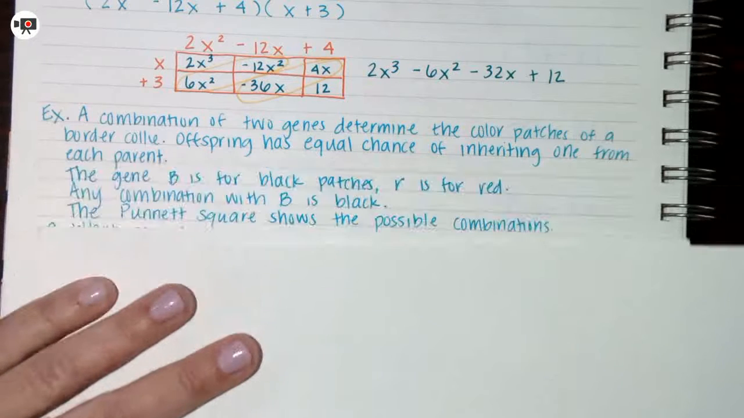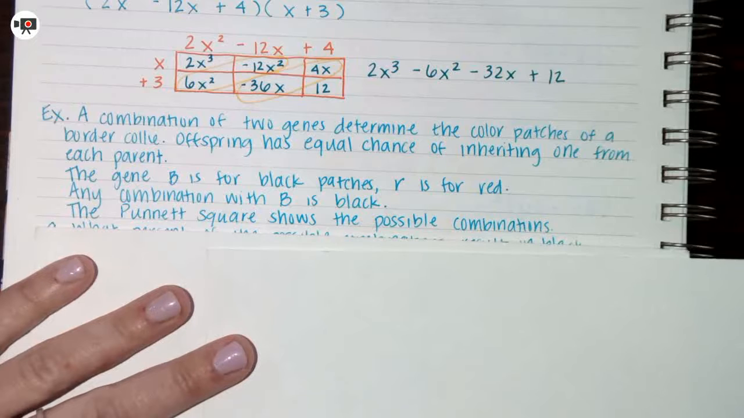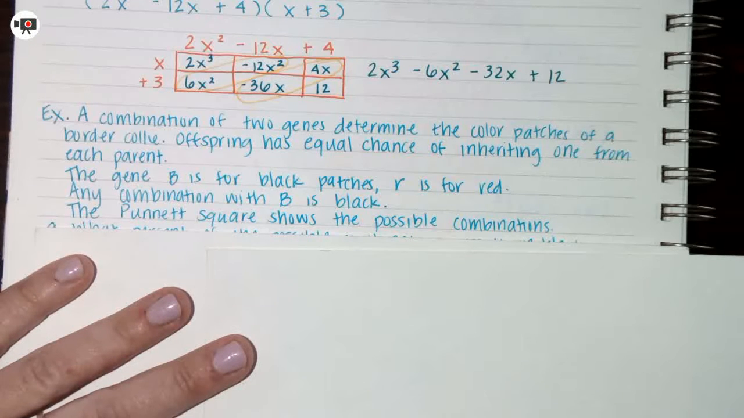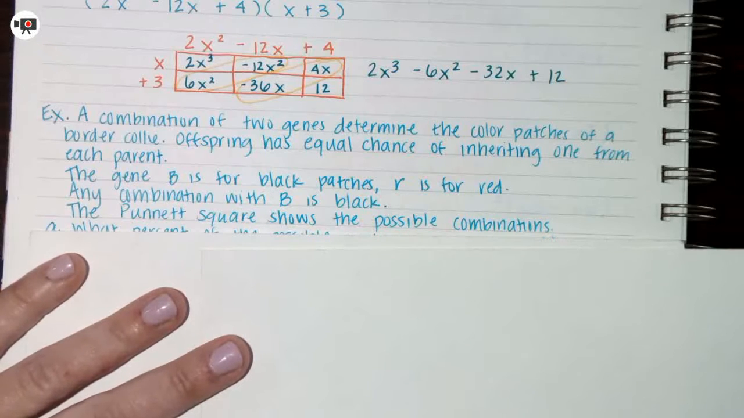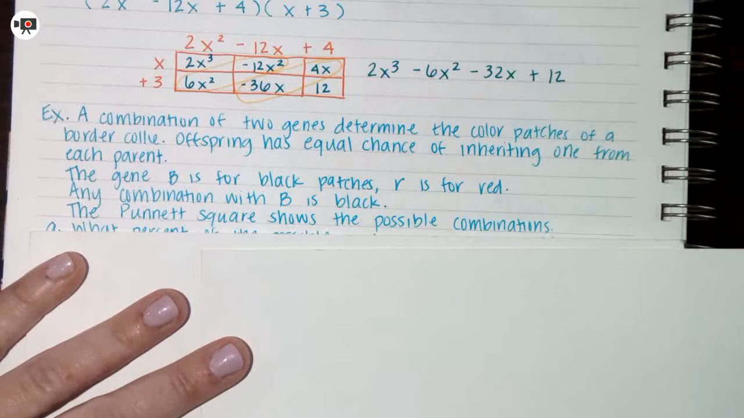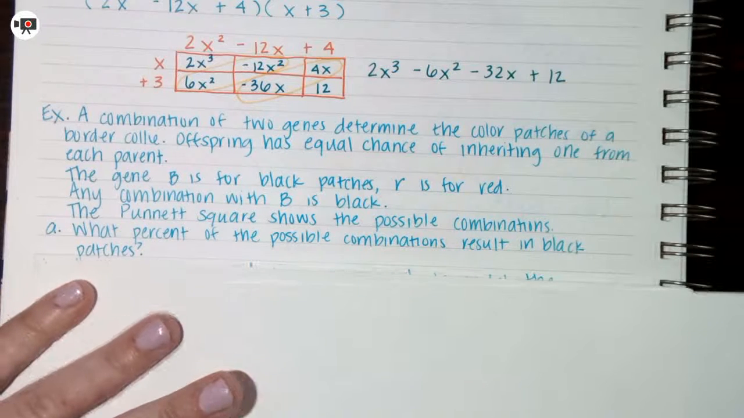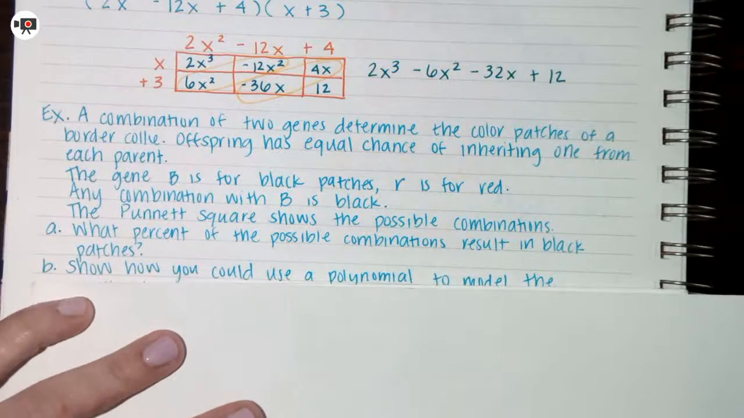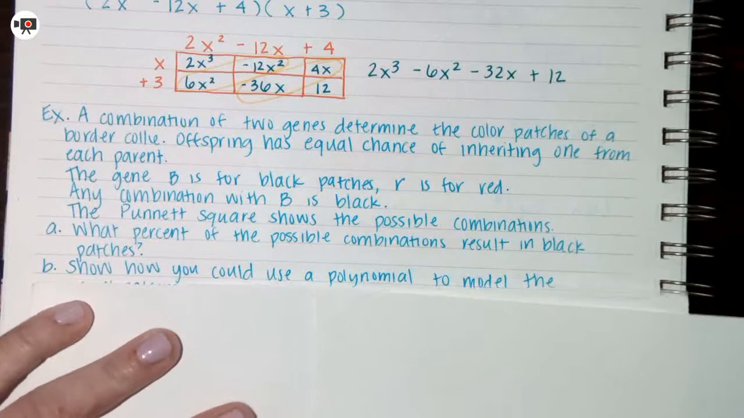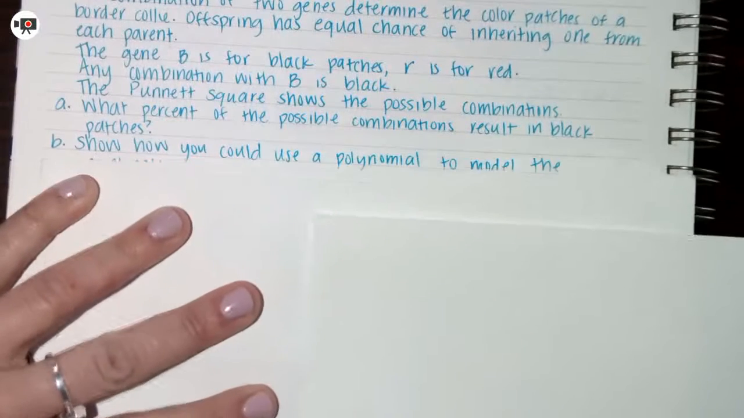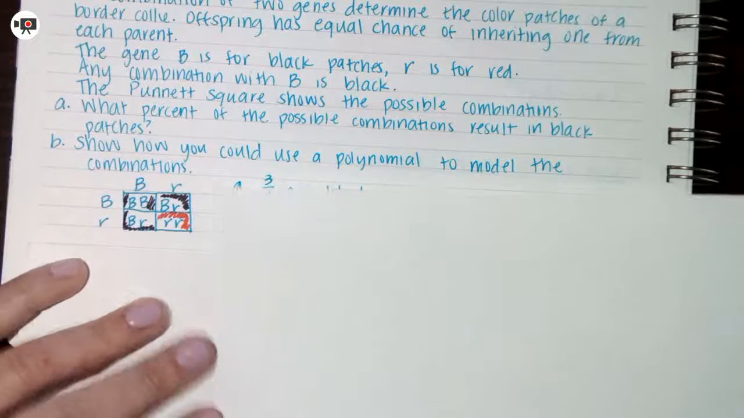Alright, so let's say a combination of 2 genes determine the color patches of a border collie, a dog. The offspring has an equal chance of inheriting one gene from each parent. The gene capital B is for black patches, R is for red patches of fur. Any combination with a capital B will result in black. The Punnett square shows the possible combinations. What percent of the possible combinations result in black patches? Then we're going to show how we can use a polynomial to model the combinations.